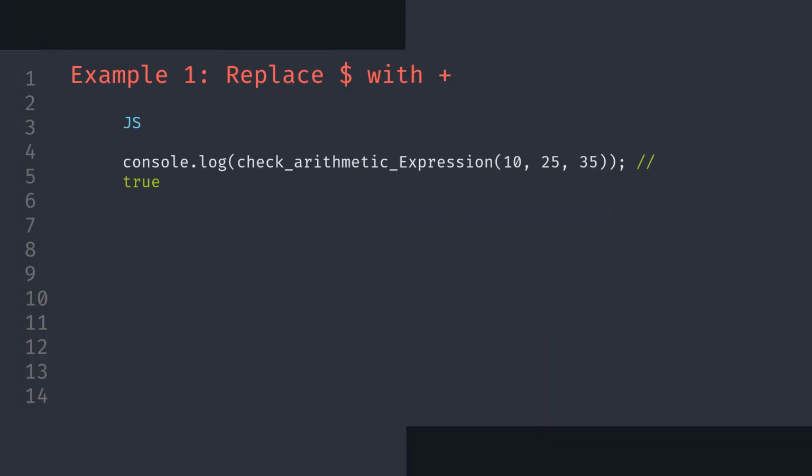In this example, replacing the dollar with a plus results in an equation where 10 plus 25 is equal to 35. The program correctly returns true. Here, the dollar is replaced by a times, forming an equation where 10 times 25 is equal to 250. The function returns true.